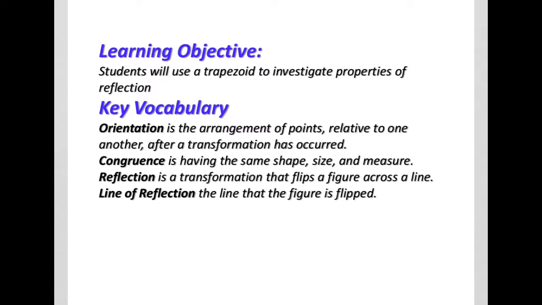Again, key vocabulary: orientation, which is the arrangement of points relative to one another after a transformation has occurred. Congruence is having the same shape, size, and measure. Reflection is a transformation that flips across a line, and that line is called the line of reflection.